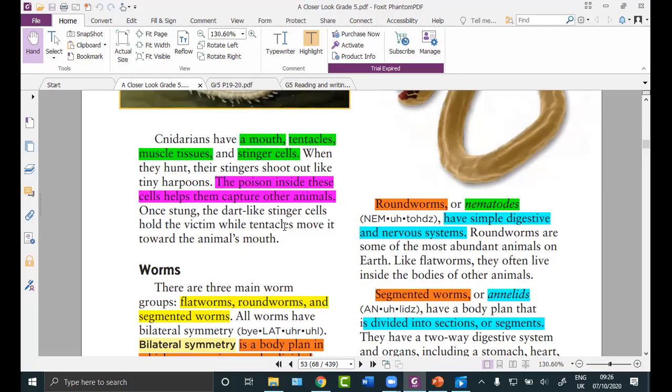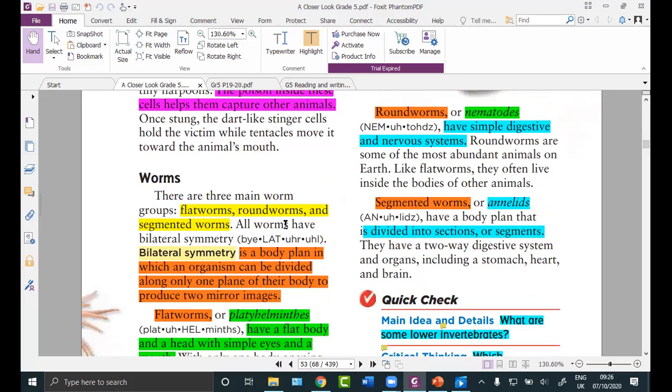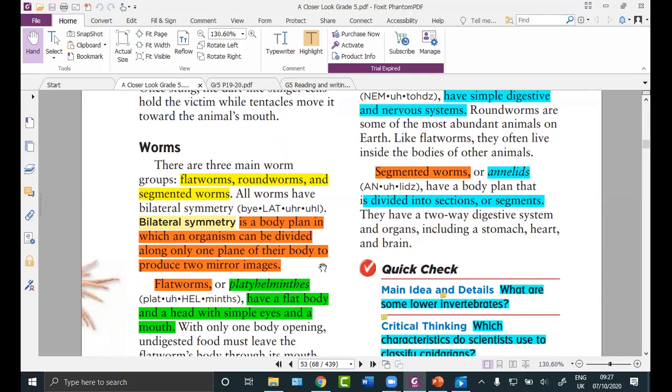Yes, continue. Worms. There are three main groups: flatworms, roundworms, and segmented worms. All worms have bilateral symmetry. Bilateral symmetry is the body plan in which an organism can be divided along only one plane of its body to produce two mirror images.